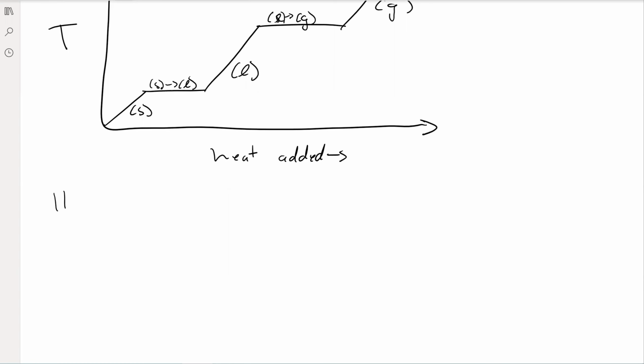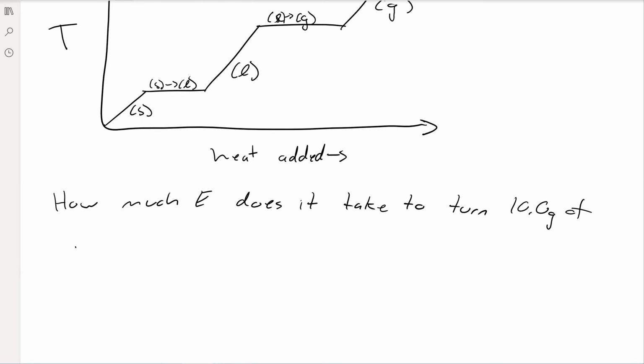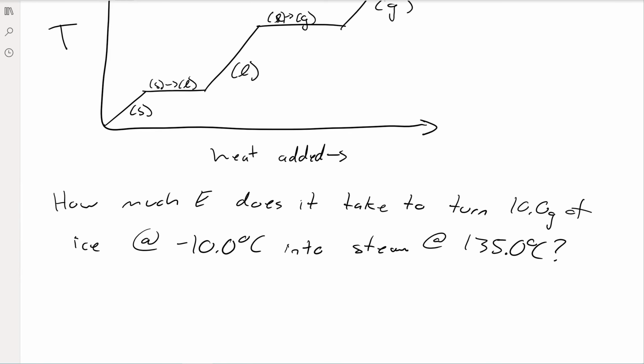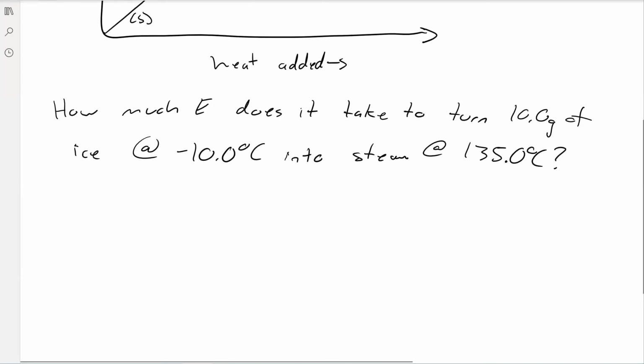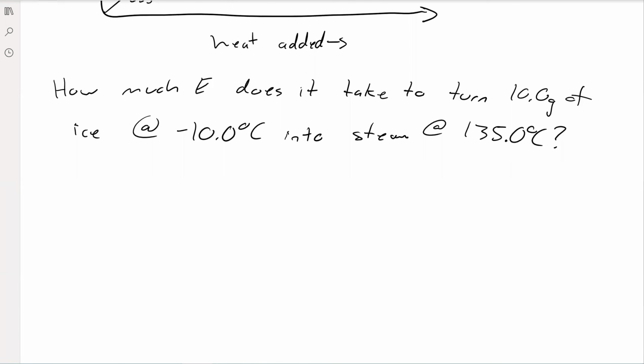Some kind of question that you might be asked is, how much energy does it take to turn 10.0 grams of ice at negative 10.0 degrees Celsius into steam at 135.0 degrees Celsius, assuming normal atmospheric conditions? And then you're given some data such as some specific heats.